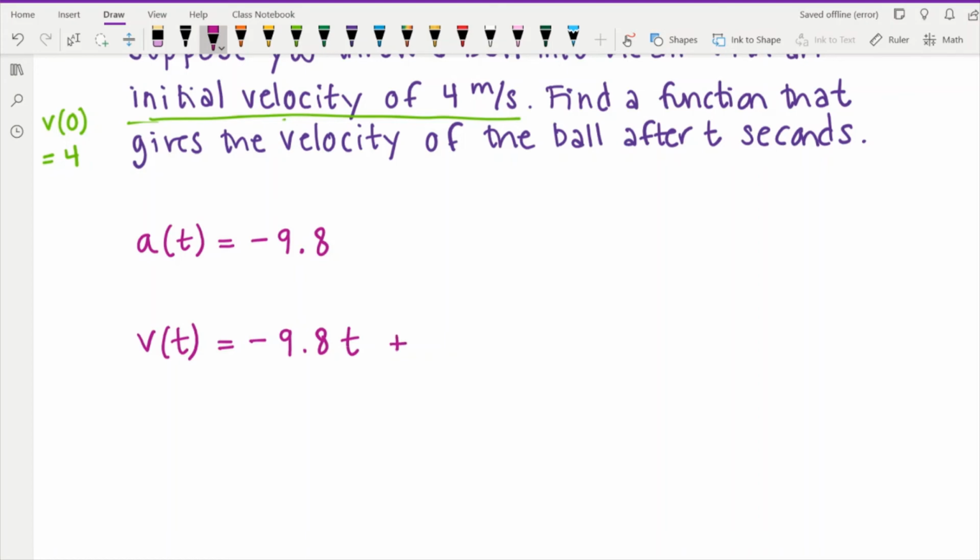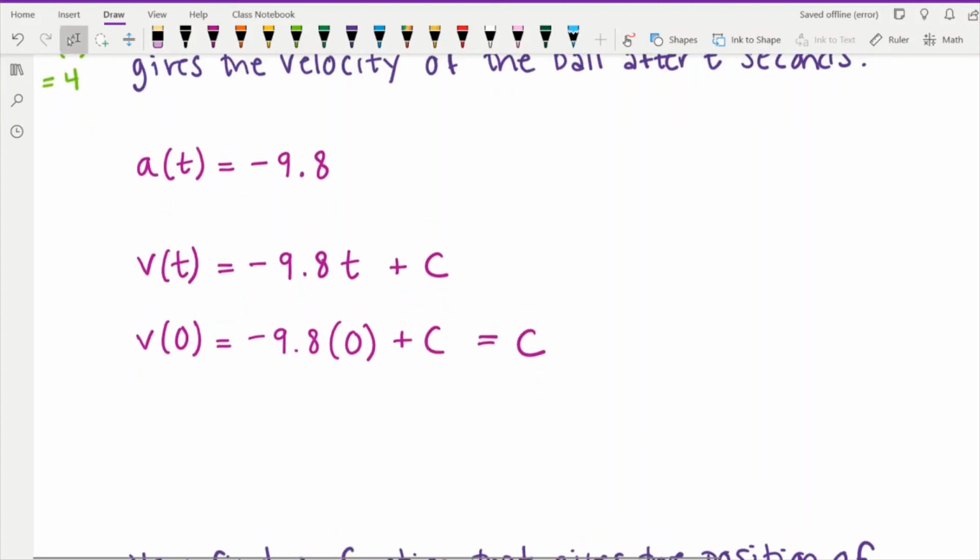And then we have plus c. And so the question is really to figure out what that plus c is. And so that's where the v of 0 is equal to 4 comes in, right? The extra information is given that the initial velocity is 4. And so if we plug in 0, we would get negative 9.8 times 0 plus c. And so that's just going to equal c, right? The first part is going to become 0.